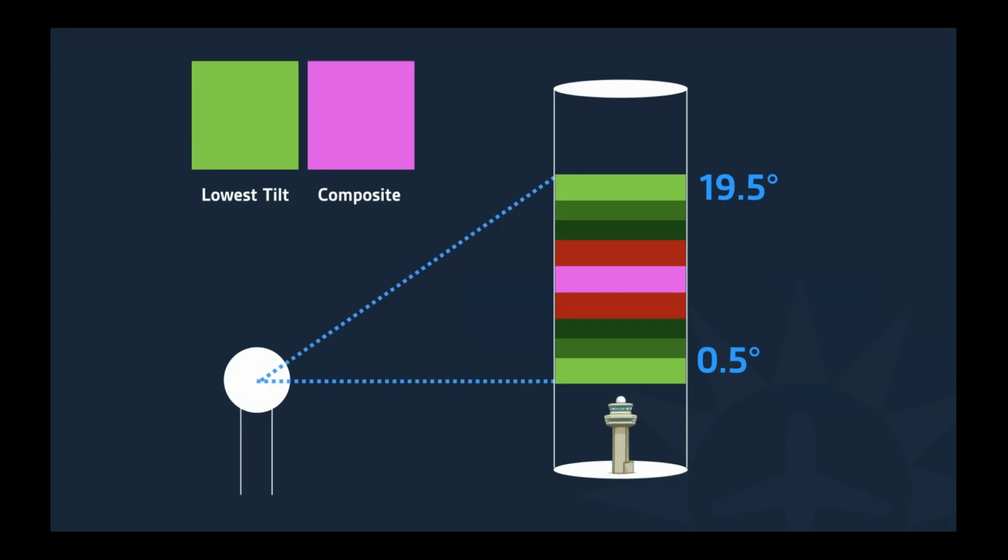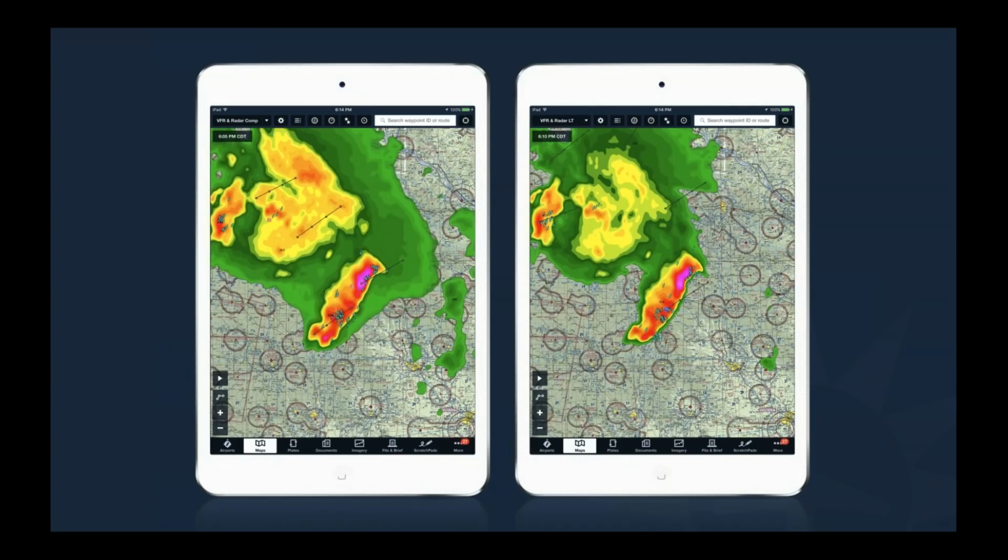So let me show you a visual differentiation between what these two products look like. Here we have composite on the left, and we have lowest tilt on the right. And it's pretty clear to see there's a lot of precipitation in the atmosphere, especially along the outer sections of this storm, that's not making it to the ground. And we know that because we see that difference between composite and lowest tilt. A lot of that precipitation was picked up amongst all the angles, but lowest tilt didn't pick a lot of that up. So it's really useful to see the difference between what's in the atmosphere and what's hitting the ground.